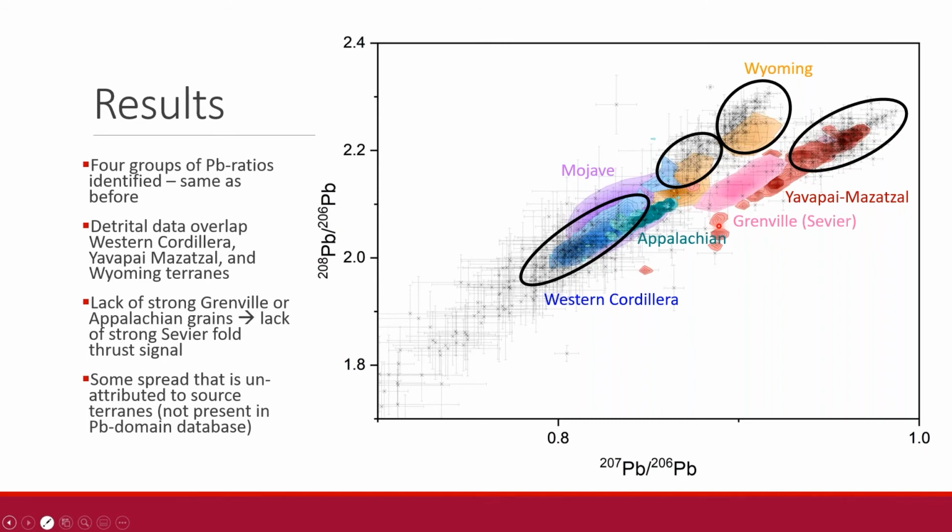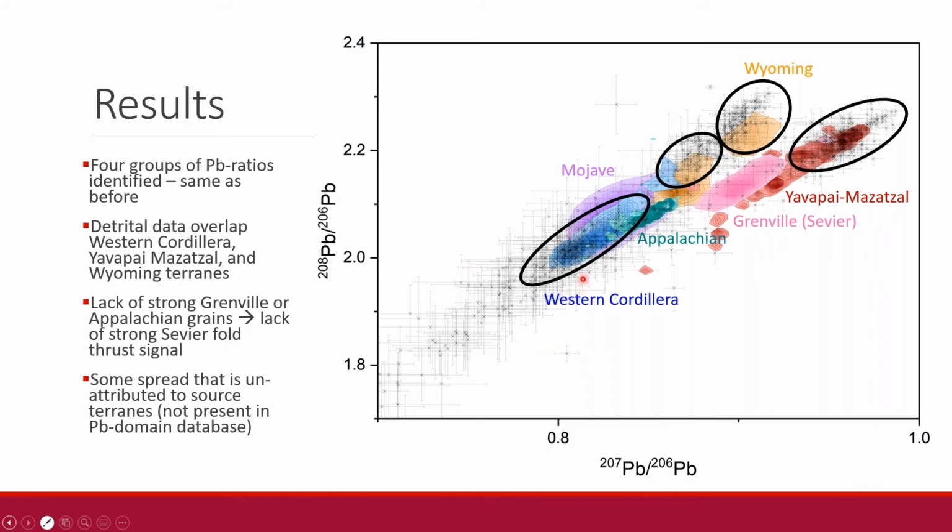And this kind of makes sense to us, right? Because we would not expect feldspars to survive significant recycling and be included in here, whereas we do see that signal in zircons. There is some spread where we don't have a source terrain attributed to it. This is possibly that source terrain no longer exists. This could also just be analytical spread from data collection.